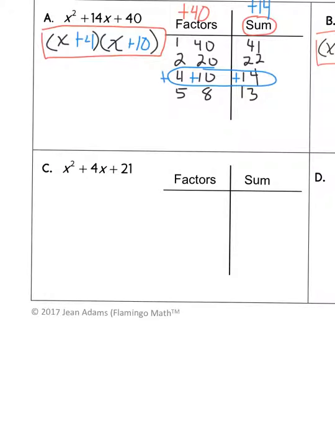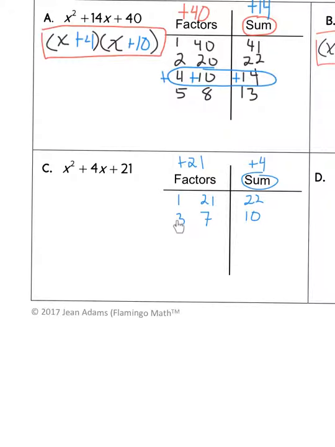So for C, I'm going to take 1 times 21, and that's going to give me a positive product. So that means I'm going to add, and I'm looking for positive 4. So 1 and 21 add to give me 22. 2 does not go into 21. 3 goes in there 7 times, and that adds to give me 10. 4 does not divide into 21, neither does 5 or 6. And so we finally reach back to 7. So those are all the factors of 21. Not one of them added to give me 4.